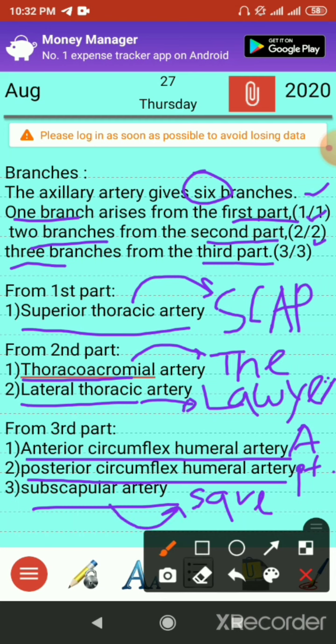Subscapular artery stands for save, and anterior circumflex humeral artery stands for a, and posterior circumflex humeral artery stands for patient. So slap the lawyer and save a patient. So we can easily remember the names of the branches of the axillary artery.